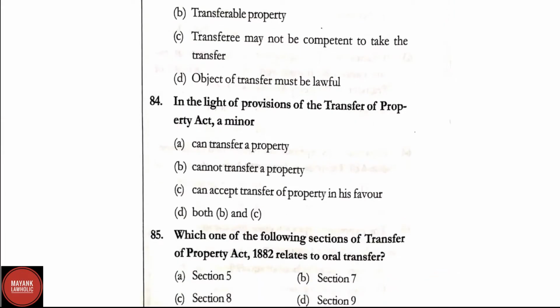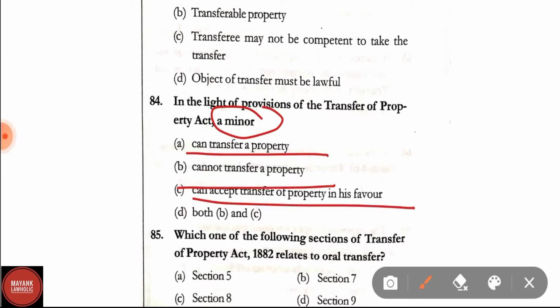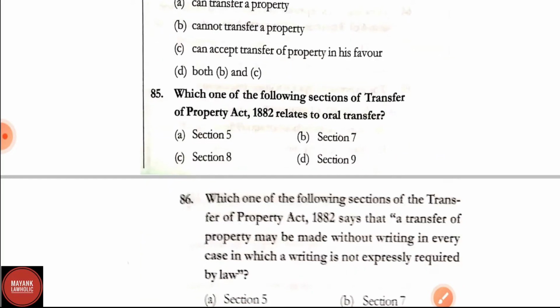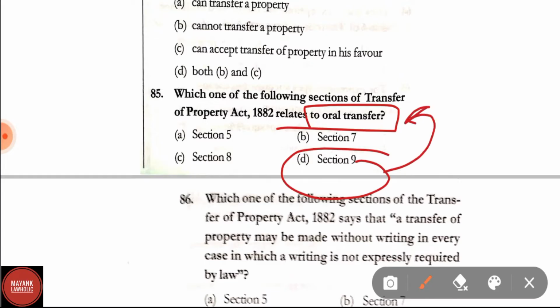Question number 84. In the light of the provisions of the TPA, minor can transfer a property, cannot transfer property, can accept transfer property in his favor, both B and C. Correct answer is option D, that is both B and C. That is, cannot transfer a property and can accept transfer property in his favor. Can accept property in his favor but he cannot transfer a property. Question number 85. Which one of the following section of Transfer Property Act relates to oral transfer? Options are Section 5, Section 7, Section 8, Section 9. Correct answer is option D, that is Section 9. Section 9 relates to oral transfer.